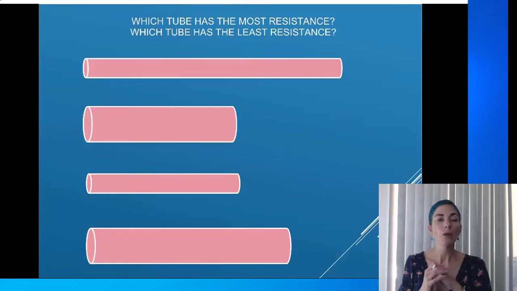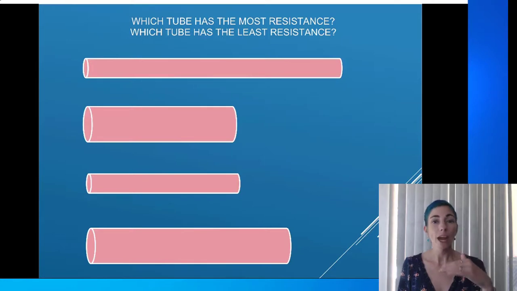I would like you guys to apply what you just learned to this problem. Take a look at these tubes, assume that the fluid that goes through them is equal and that the pressure gradients are equal. Which tube is going to have the most resistance and which tube has the least resistance? Go ahead and pause the video and see if you can answer.